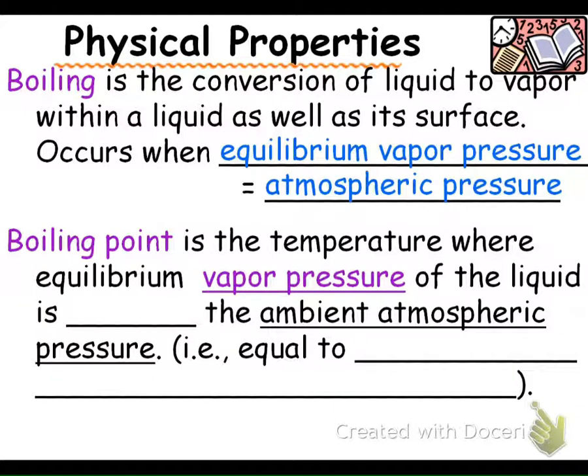Boiling is a conversion of liquid to vapor within a liquid as well as on its surface. If we remember the difference between evaporation and boiling, we know that evaporation is from the surface of a non-boiling liquid, and that boiling is the conversion of a liquid to a vapor within the liquid as well as on its surface.